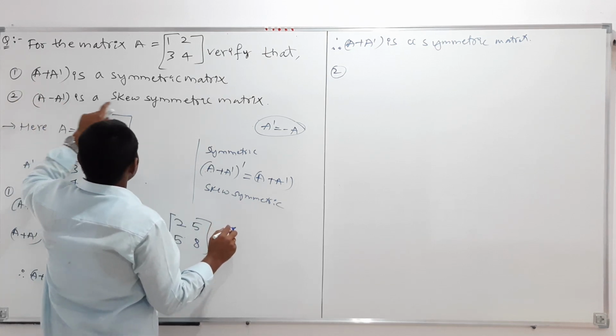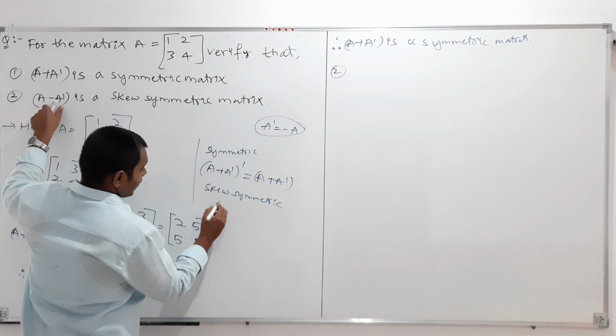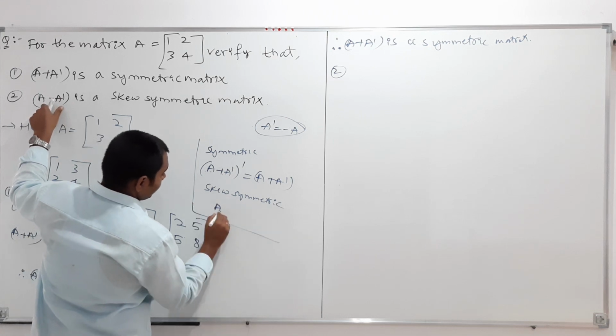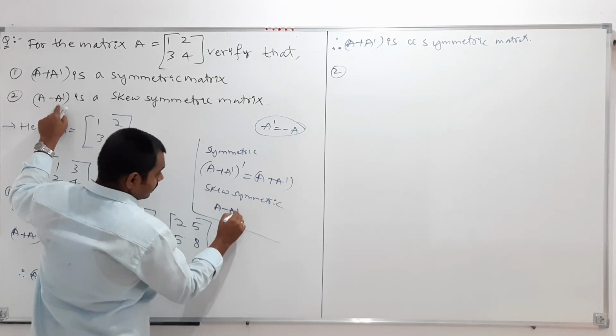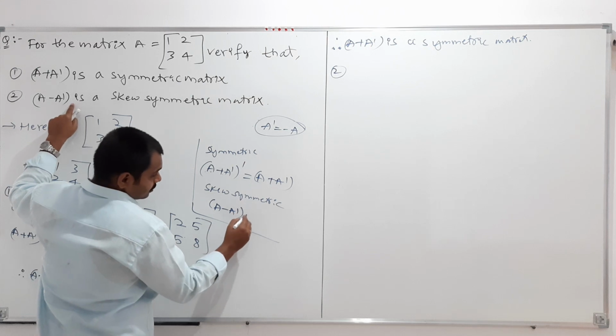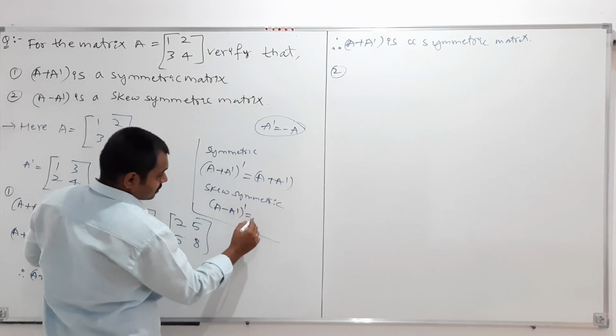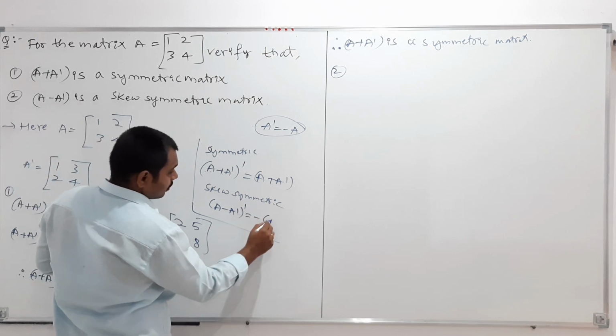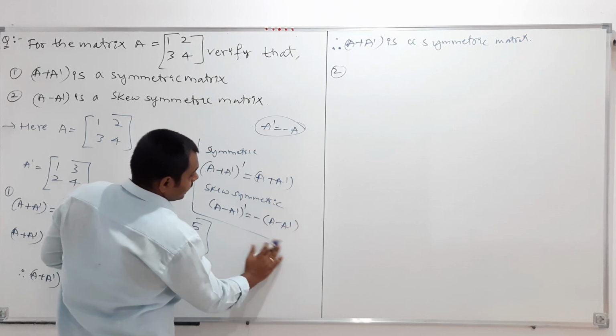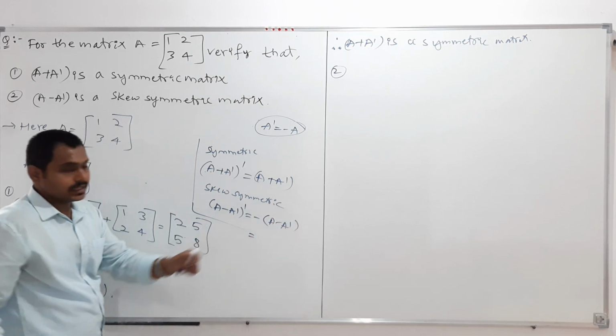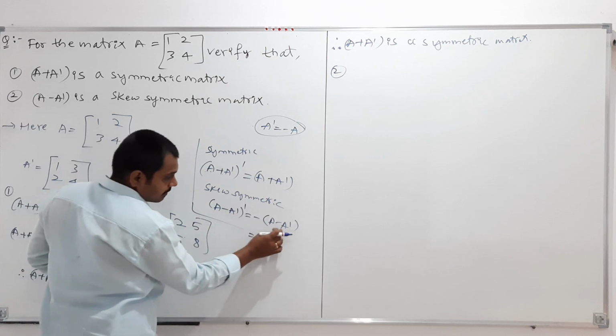So A minus A transpose is skew symmetric. Therefore I will consider the transpose of this. That is, (A minus A dash) whole transpose must be equal to minus of A minus A transpose. Clear? Minus of this value, A minus A transpose.